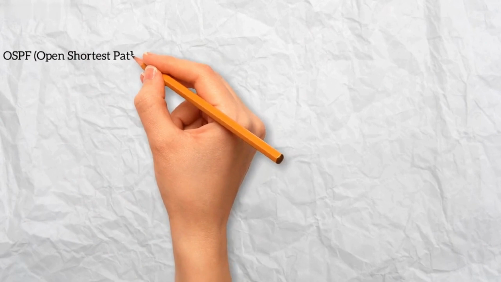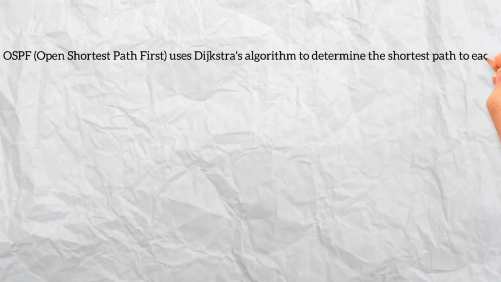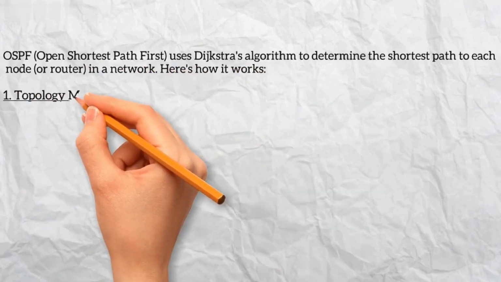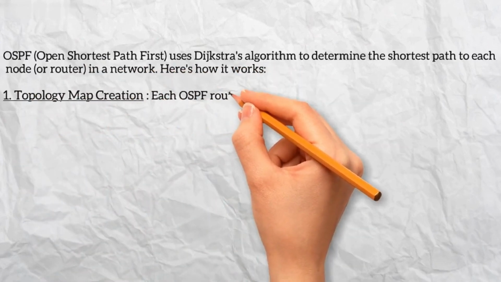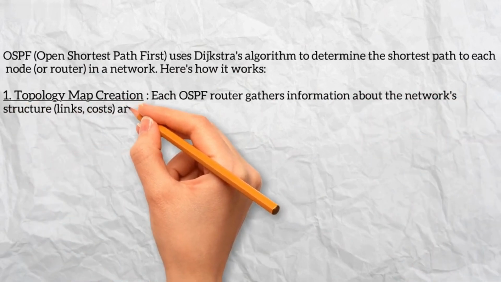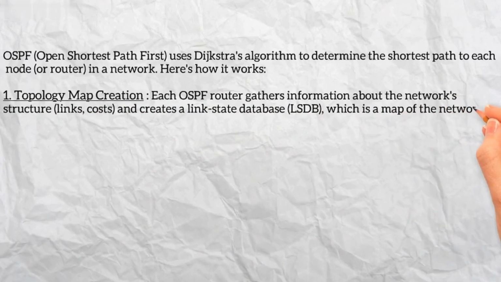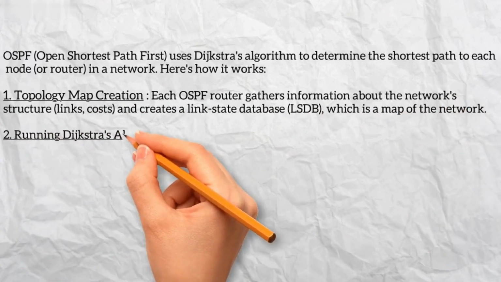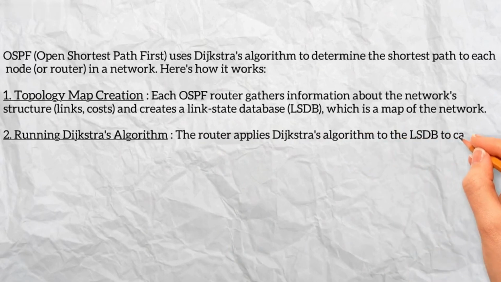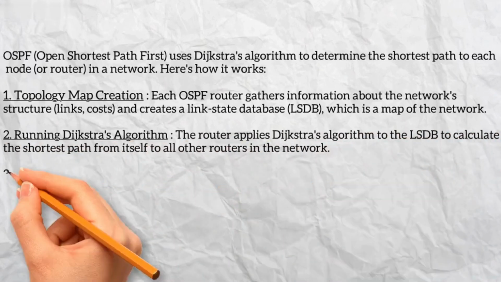OSPF, Open Shortest Path First, uses Dijkstra's algorithm to determine the shortest path to each node or router in a network. Here's how it works. 1. Topology map creation. Each OSPF router gathers information about the network structure, links, costs, and creates a link state database, LSDB, which is a map of the network. 2. Running Dijkstra's algorithm. The router applies Dijkstra's algorithm to the LSDB to calculate the shortest path from itself to all other routers in the network.